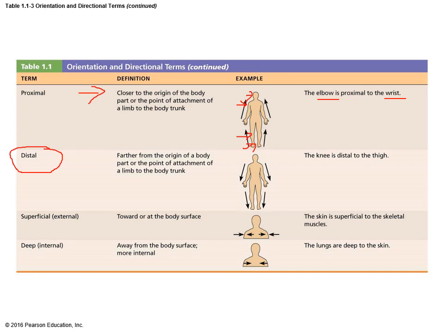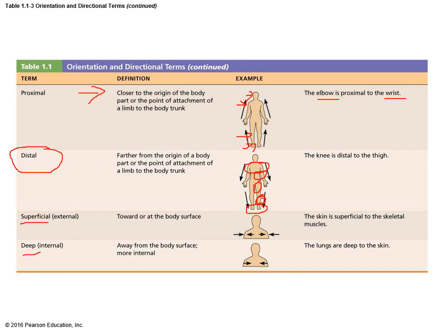So this one says, for instance, we can say the knee is distal to the thigh. You can also say that the knee is distal to the elbow. The feet are distal to the shoulders. And once again, this just indicates that there is a further stretch point between your origin or attachment and your secondary point of comparison.